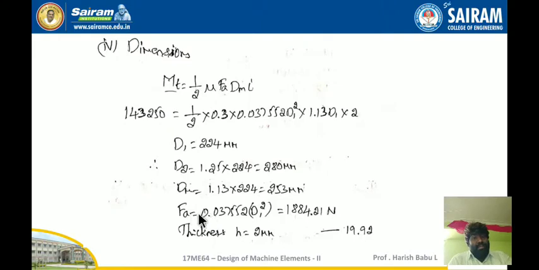For the axial force, the equation is 0.03755 into d1 square. Substituting d1 square, I get 1884.21 Newton. I assume the thickness of the plates as h equals 2 mm, which I take from equation 19.92. That is the complete calculation for the given problem.